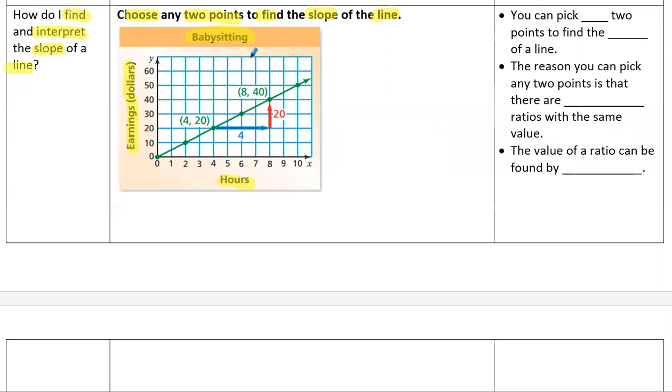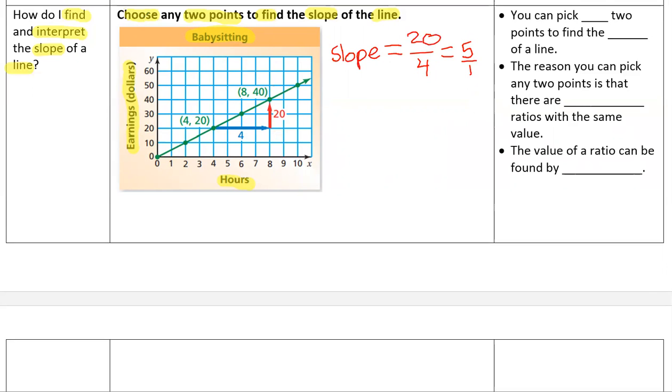Okay, choose any 2 points to find the slope. Well, they already did this for us. They chose this 4, 20 and 8, 40. The slope would be change in y. Do you see how it's 20 from 20 to 40? So the slope is going to be equal to 20 change in y over 4, which is equal to what? We can reduce that. 4 goes into 20 5 times, so that's 5 over 1, a slope of 5. Or 5 over 1, doesn't matter how we say it.